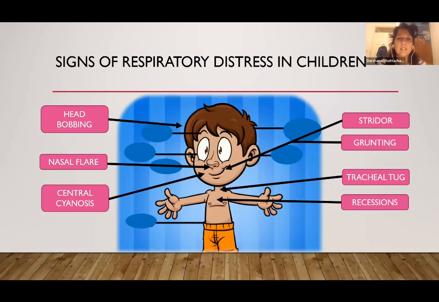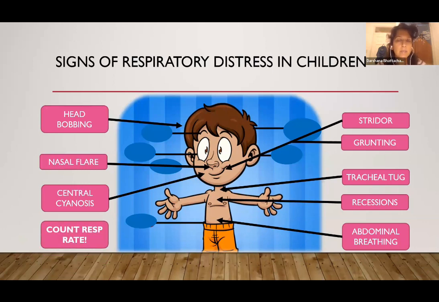And then heading down to the chest, I'm sure a lot of you will be really familiar with different types of recessions. So you can have sternal recession in the middle, or you can have intercostal or subcostal recession as a sign of respiratory distress. And you can also have abdominal breathing, where there's a seesaw pattern in the breathing when the abdomen rises while the chest falls. So again, another sign there.